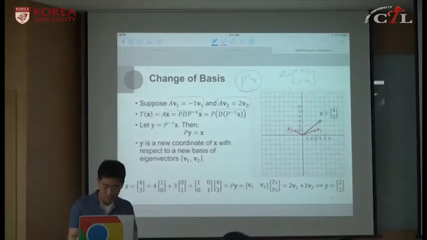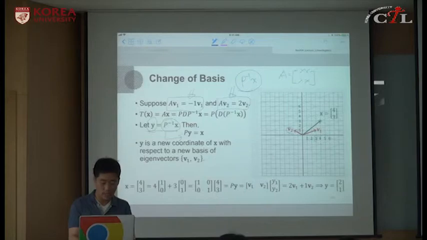Okay, and then each of these eigenvectors satisfies these two equations. And what is this P inverse X? Okay, so let's define the output vector as Y. Then we can simply write it as P times Y equals X, right?